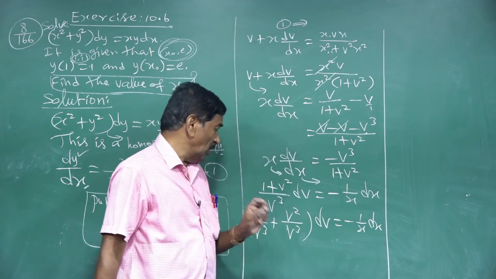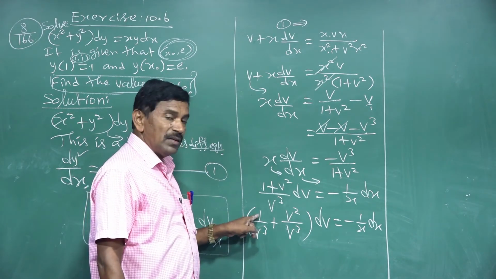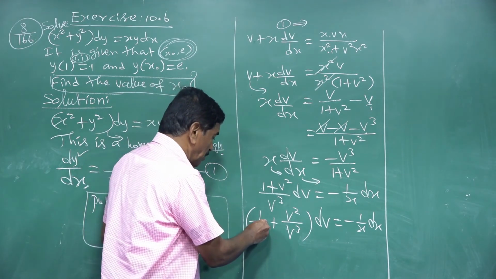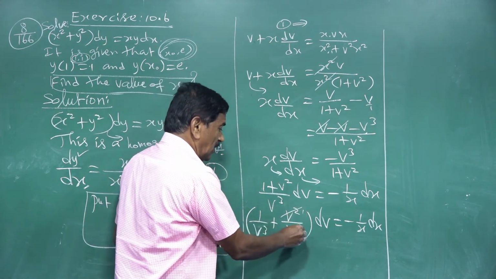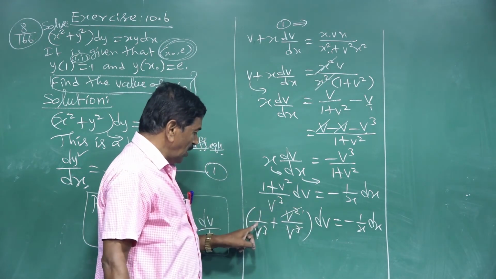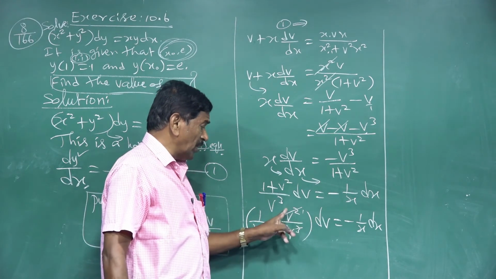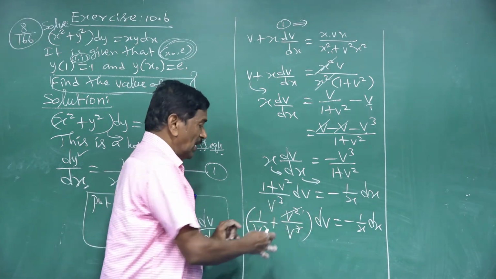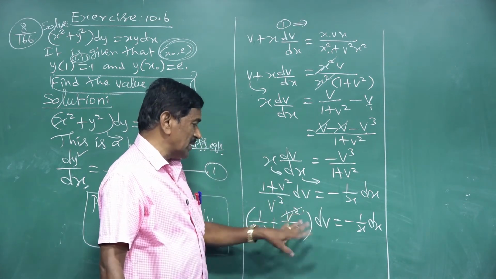Now, any idea? Here v cube goes to the numerator and becomes v power minus 3. The v square cancels fully and the cube cancels, leaving 1 by v. You write it like that: v power minus 3 plus 1 by v into dv. Why are we keeping 1 by v as it is? Because integral 1 by v dv is equal to log v. So that is why 1 by v stays as it is.